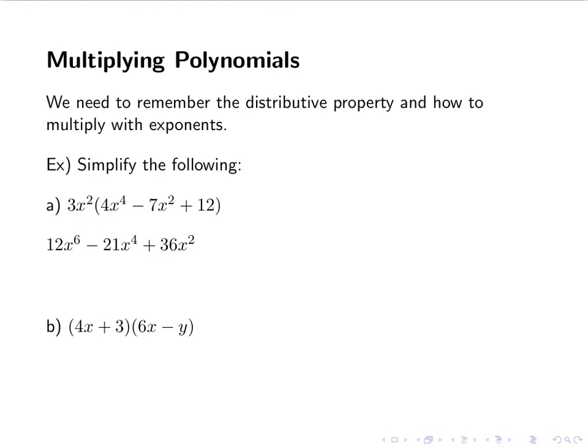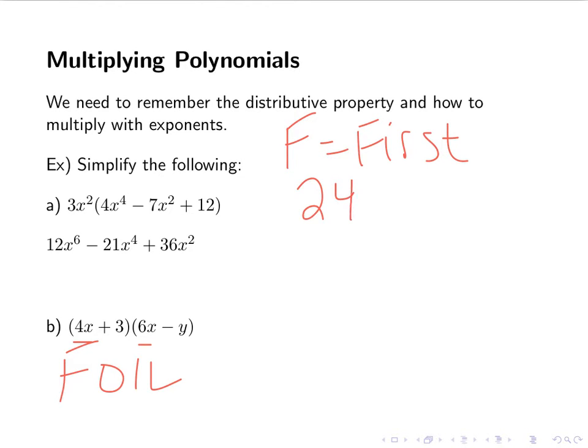Another type is a binomial times a binomial. So we're going to use what's called the FOIL method here. So the F stands for the first. So we're going to multiply the first value in each binomial. So 4x times 6x is 24x squared.